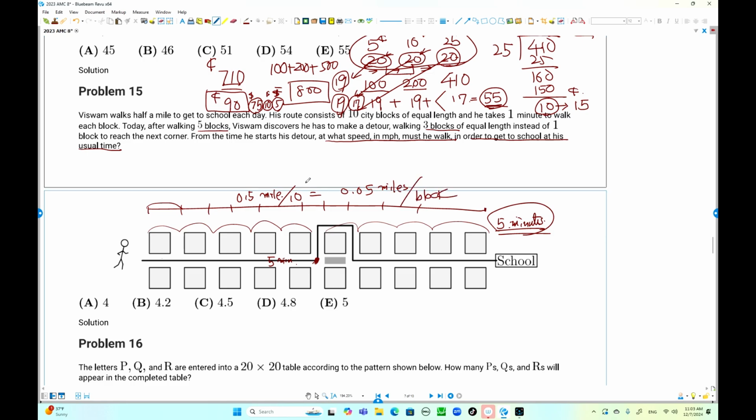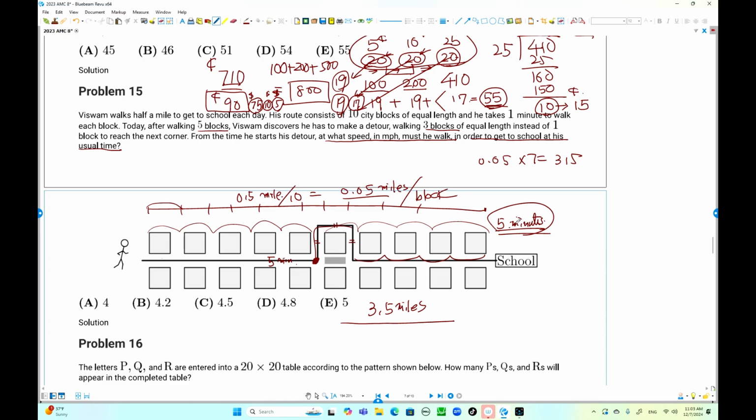But over here, from this times, what's the speed, okay? 1 block, 2 blocks, 3 blocks, 4, 5, 6, 7 blocks. So 7 of this one. 0.05 times 7 equals 3.5 miles, okay? From here, it takes like 3.5 miles.